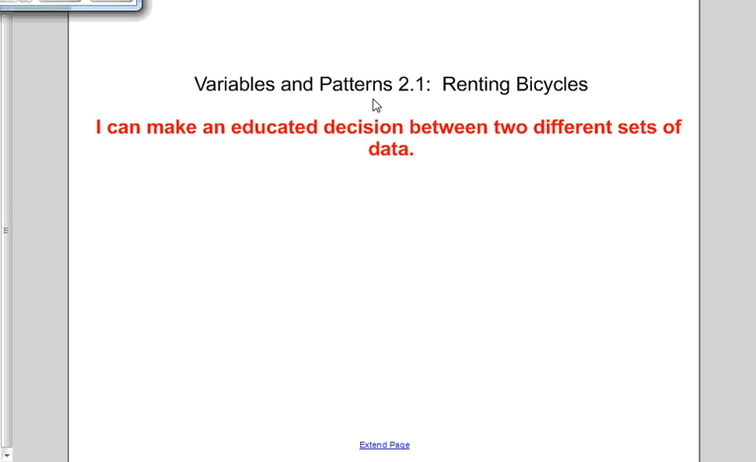This is about renting bicycles for that long trip that they've been on. And our learning target is: I can make an educated decision between two different sets of data. Even within the first weeks of math that we've gone through, you're already hitting some real life math problems that you can actually use in the world. On your way out of here, you will be able to use this math to actually make qualified, educated decisions. So please pay attention, follow along, fill out that note sheet, and ask additional questions at the end.